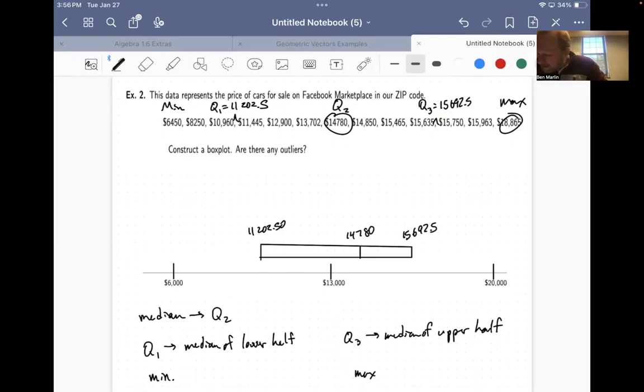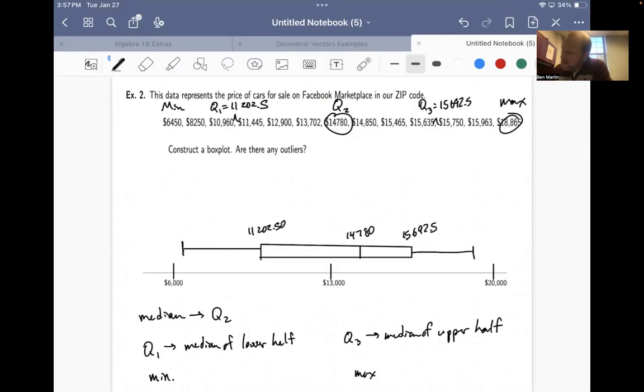Our minimum is 6,450, so that's going to be pretty close to the 6,000. And then we draw the whisker in to connect those. That's supposed to be longer. And then the 18,800 and something, that's going to be pretty close to the 20,000. We draw a whisker in to connect those. Computers don't want to be my friend right now. Okay. And that is a box plot.